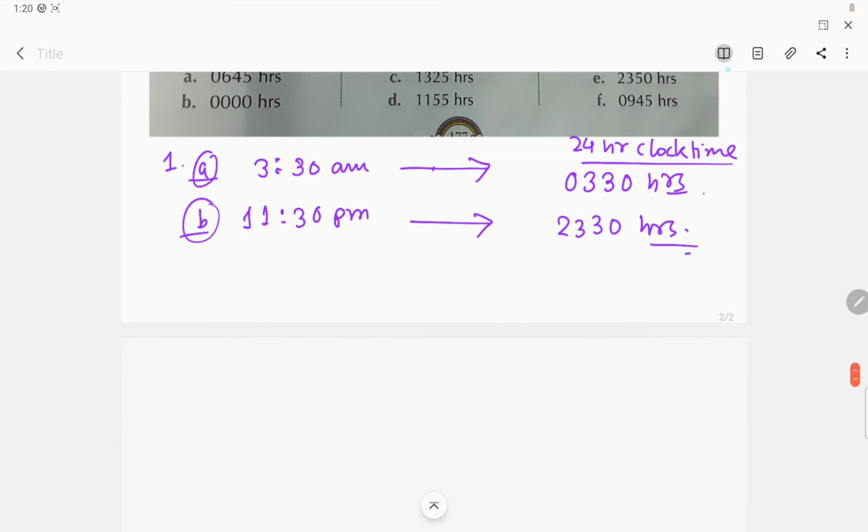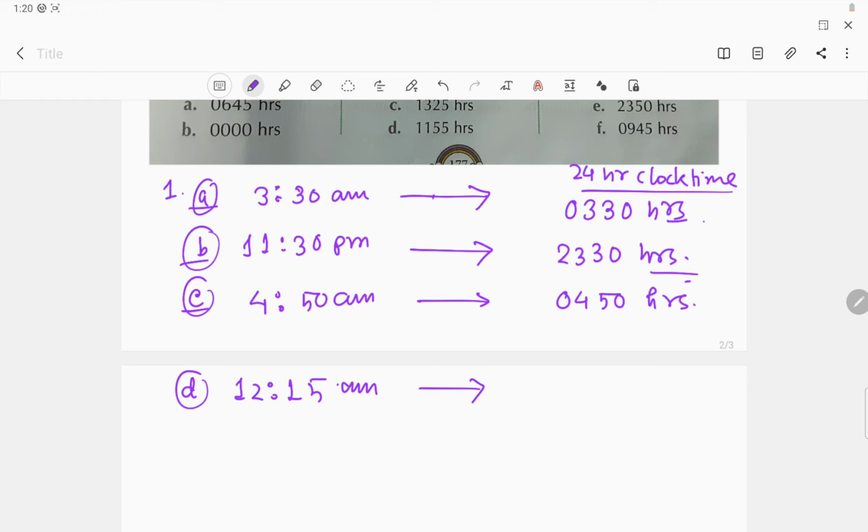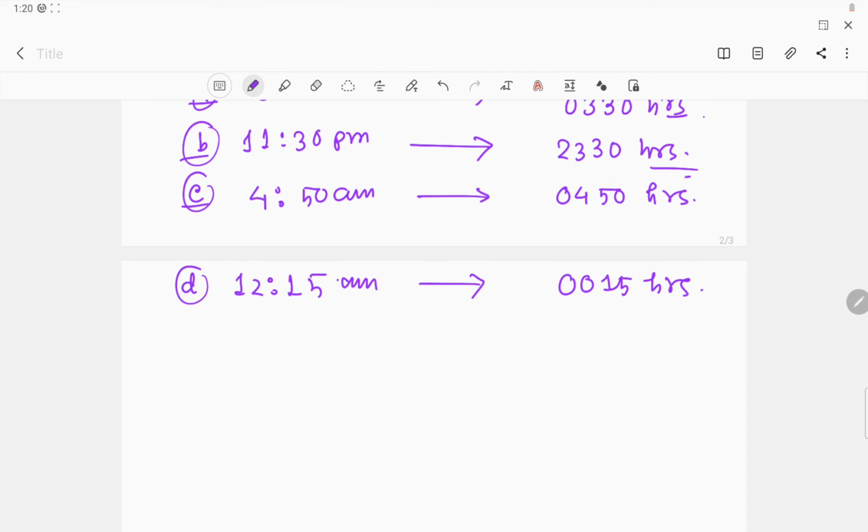So now, if I go to question number C, it is given 4:50 a.m. That is in the morning because it is a.m. So simply 0450 hours. D number, 12:15 a.m. Simply 12 means 00. I said midnight 12 means 0000, plus 15, so it is 0015 hours. The first two positions will say about hours, and the second two positions will say about minutes.